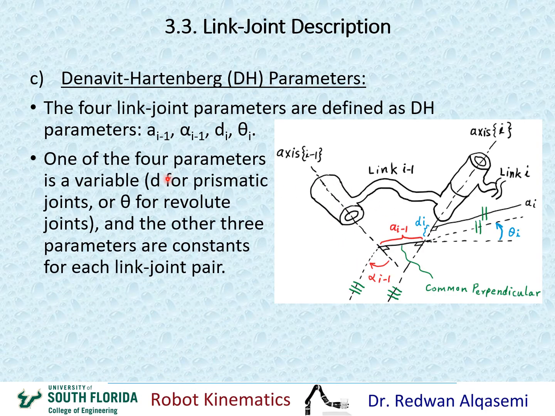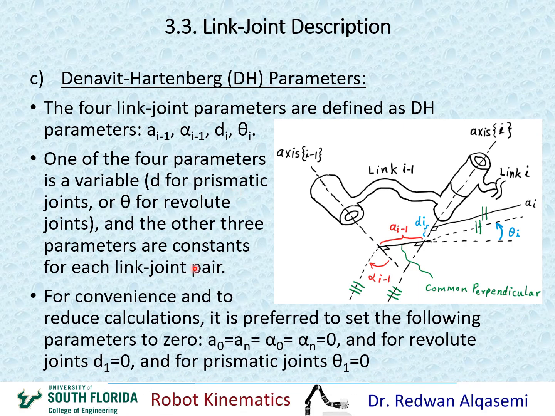As we talked about earlier, out of all 4 parameters, one of them is variable. When we talk about revolute joints, theta would be variable, and a, alpha, and d would be constants. And if we're dealing with a prismatic joint, then d would be variable, and a, alpha, and theta would be constants.